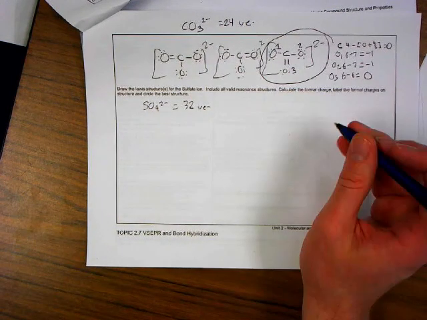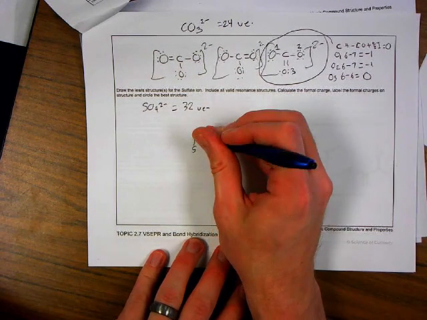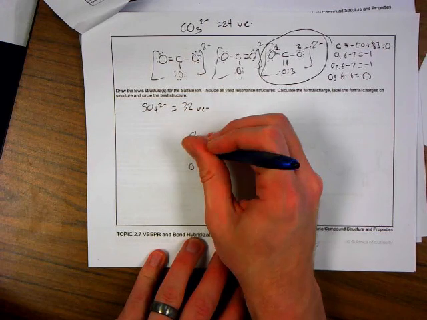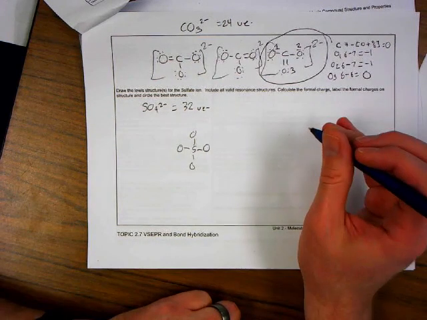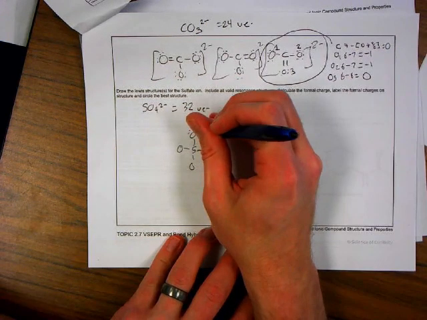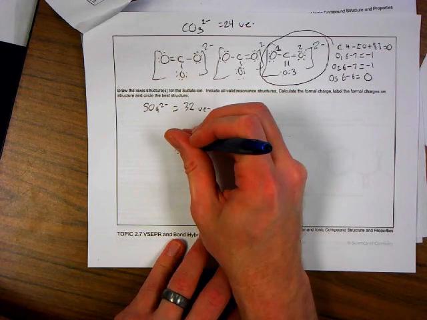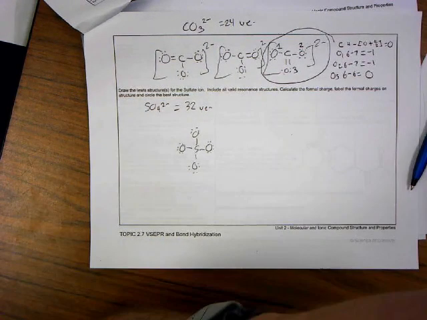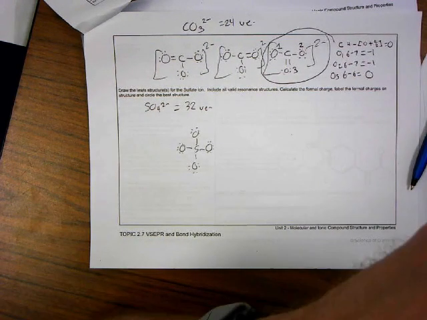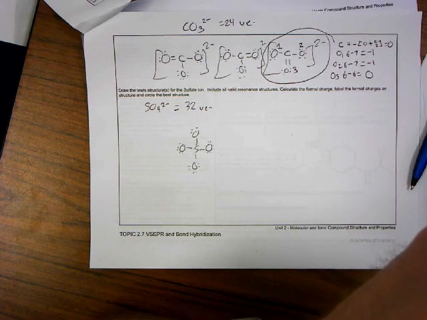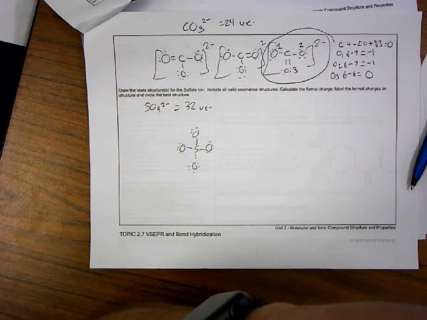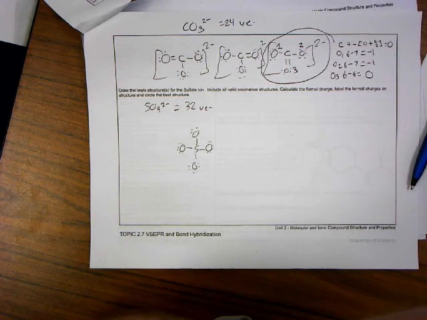Okay, so sulfate, SO4 2 minus. How many total valence electrons? 32 valence electrons. Let's draw it this way first, with sulfur in the center and four oxygens around it, each with 6 electrons.